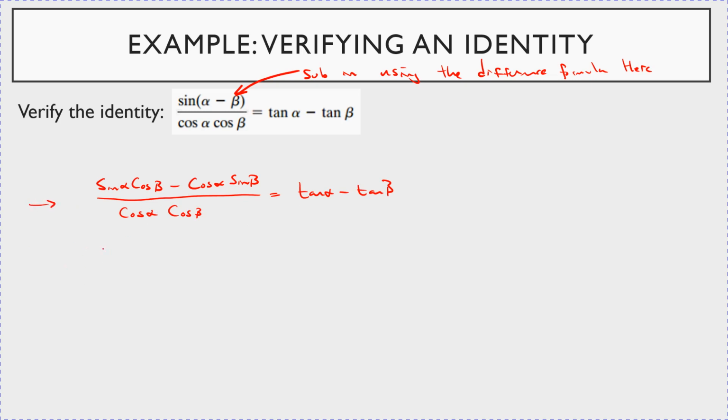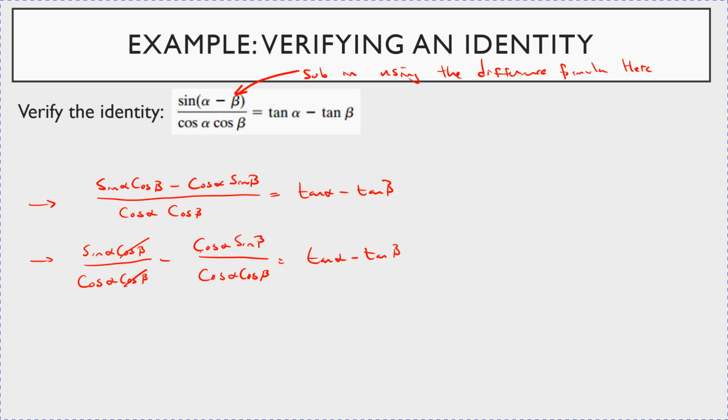All right, so what should you do when you have something like this? Let's split it. Okay, so sine of alpha cosine of beta all over cosine of alpha, cosine of beta, minus cosine of alpha, sine of beta, divided by cosine alpha, cosine beta. Okay. Well, look, check this out. Look what cancels here. Cosine beta, cosine alpha there. So look, what are you left with? Sine of alpha divided by cosine of alpha. What is that? That's tangent of alpha. Minus sine of beta divided by cosine of beta. That's tangent of beta. So we got it.